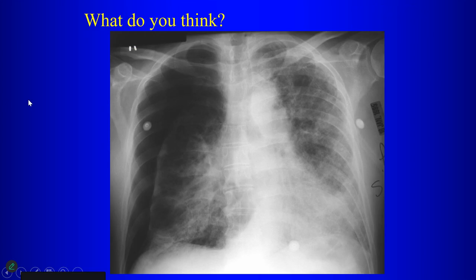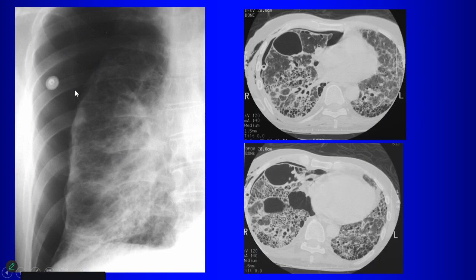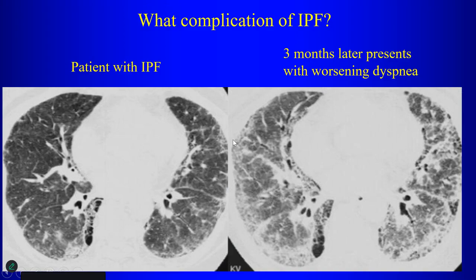Okay. What complication of IPF is this? Pneumothorax, right? These patients develop honeycombing, peripheral opacities. Sometimes that can rupture into the pleural space, and the patient can develop a pneumothorax. They can also develop larger cystic spaces as a result of the fibrosis, which also makes them prone to developing pneumothorax.